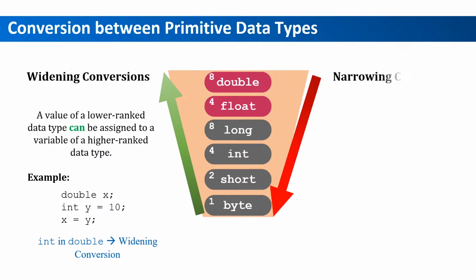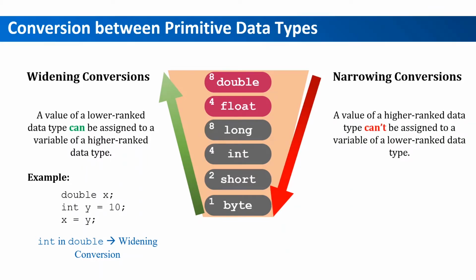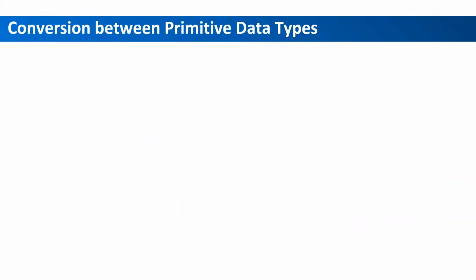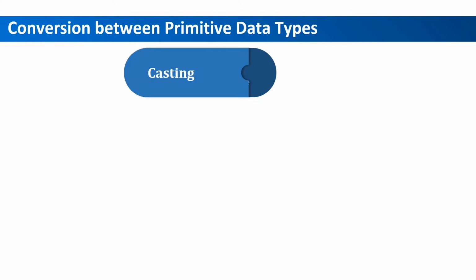Notice that y remains an int. The opposite direction, on the other hand, is called narrowing conversion, and Java doesn't allow it. This makes sense. You can't put a large data type in a narrow data type. Back to our earlier example, a double with a value of 2.5 can't be stored in an int x. So does that mean there is no way to store a double in an int? In fact, there is. This can be done using what is called the casting process.